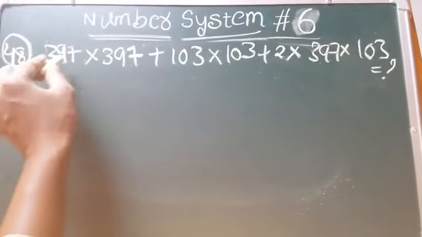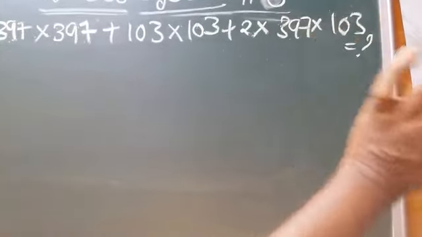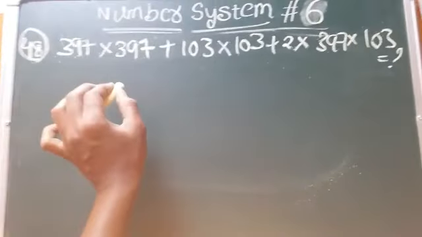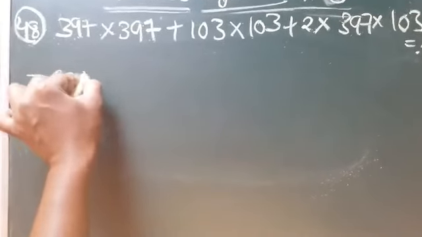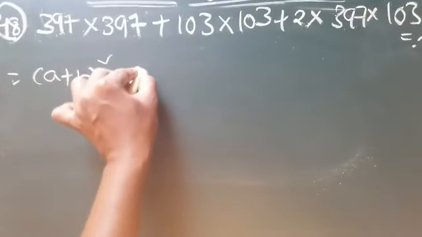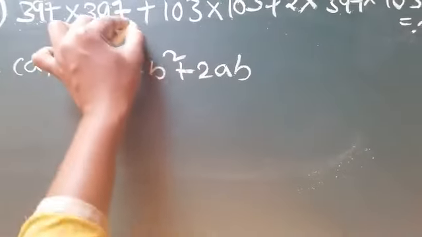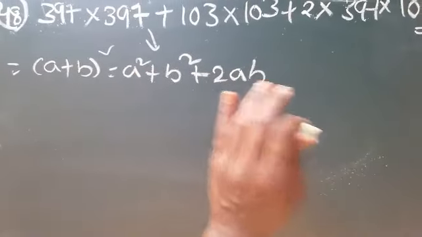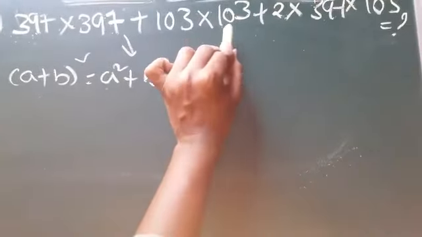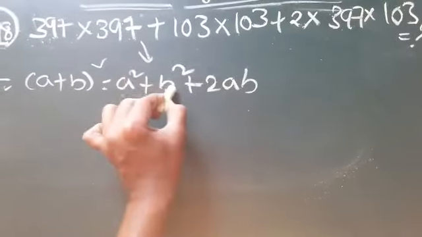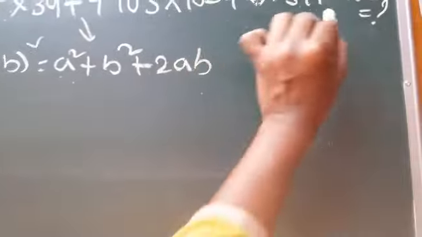See the next question. 397 into 397 plus 103 into 103 plus 2 into 397 into 103. See the question, it looks very large, but the answer is very simple. You know the formula, a plus b whole square equal to a square plus b square plus 2ab, right? If you compare this question with this formula, you will get the answer within a few seconds. Here a is 397, b is 103. A square means 397 whole square, b square means 103 whole square, plus 2 into a, 397 into b, 103.